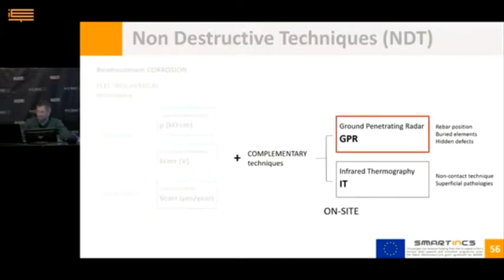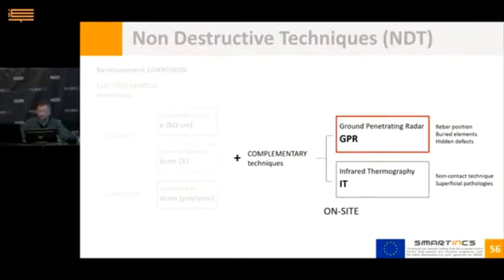The first one, on the one hand, is the ground penetrating radar. In the field of construction and building, the ground penetrating radar is of great interest due to its ability to determine the depth, position, and size of objects or interfaces hidden within a structure.